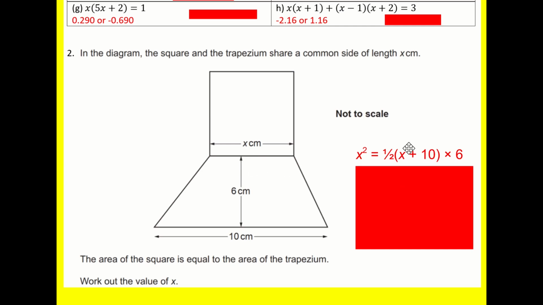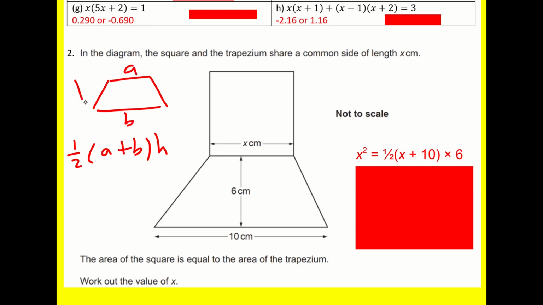Remember, the area of the trapezium, I'll just write it down in case you've forgotten it. You need to learn this one as well, is a half a plus b times h, where your trapezium looks a bit like this. This is a, this is b. They're the parallel sides, and then the height is h. So that's all I've done in this case.